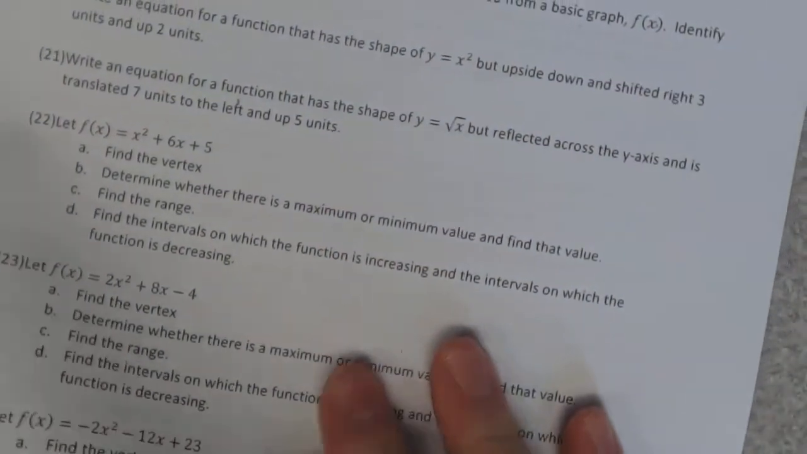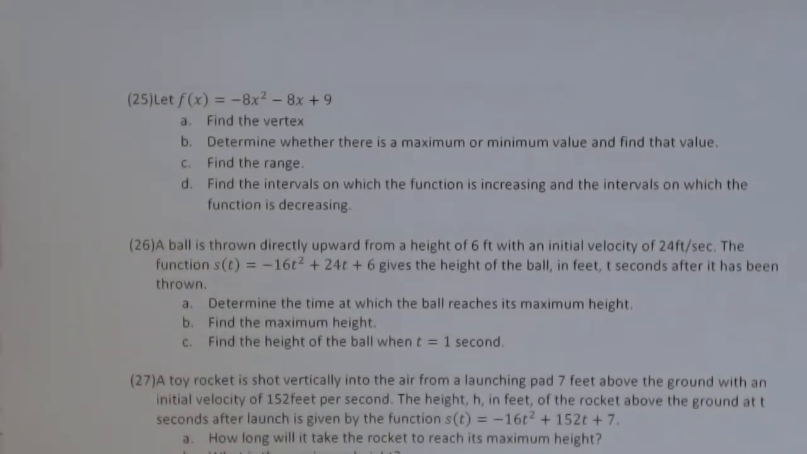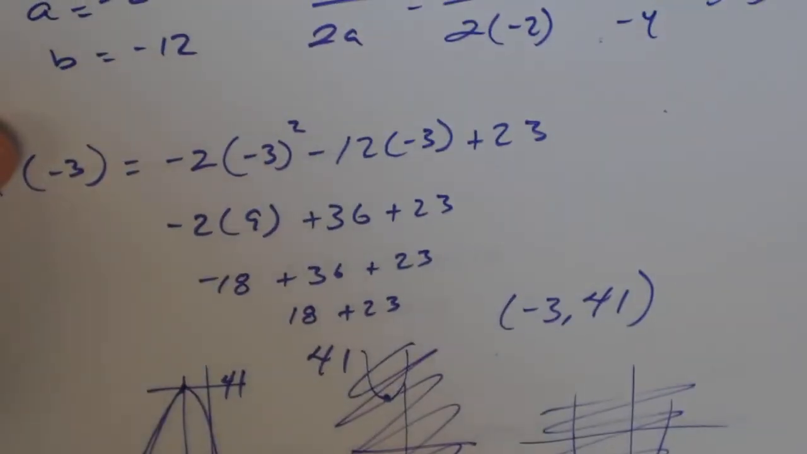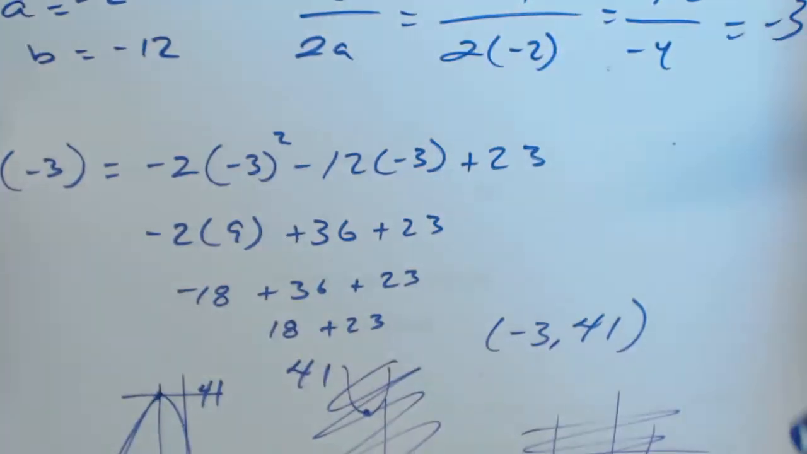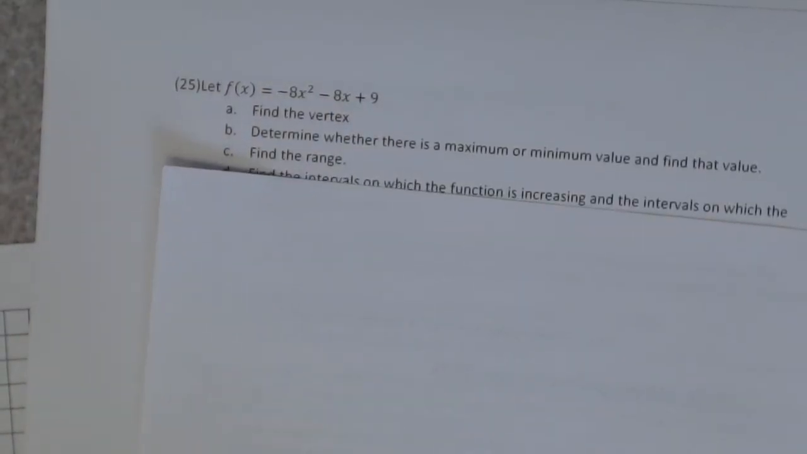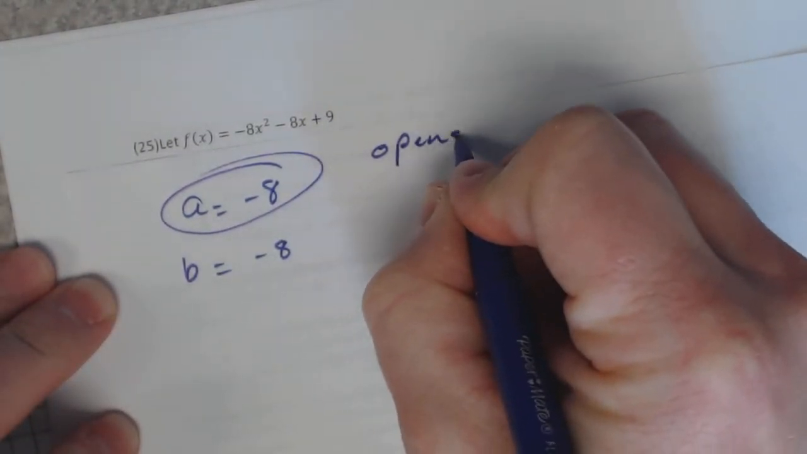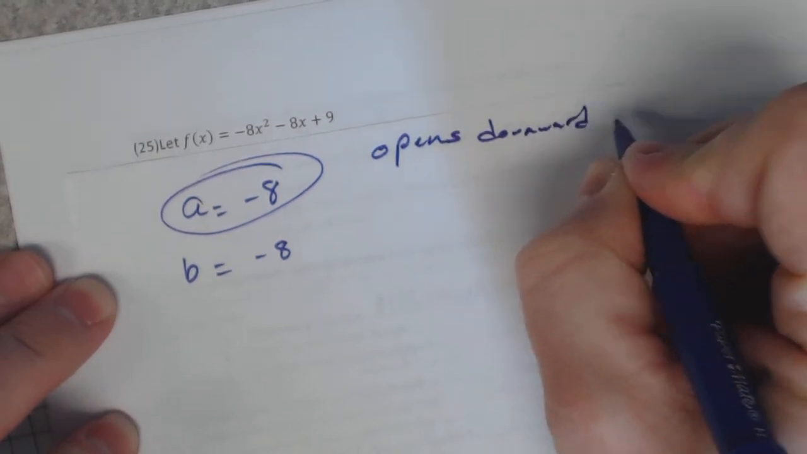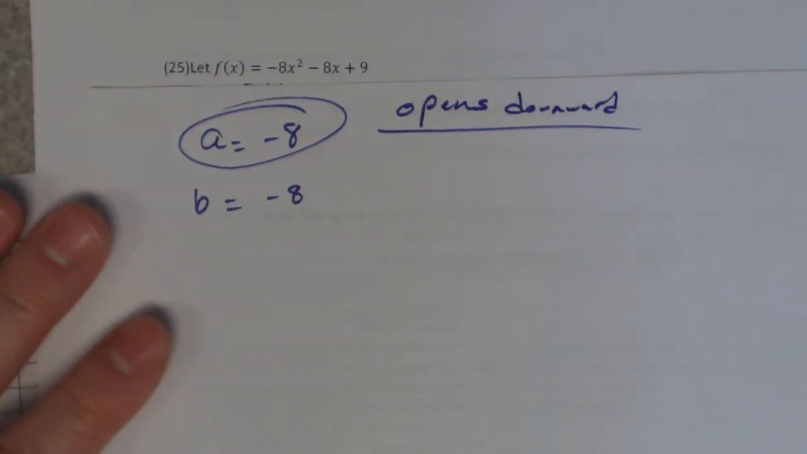Let's see. Is there any more here? What's number 25 say? Another one. Work it out the same way. All right. 25. I'm going to make a note of this. My a value is negative 8. My b value is negative 8. And right here, I'm going to make a note of it now. It opens downward because it's a negative a value. So now I won't screw up so bad.